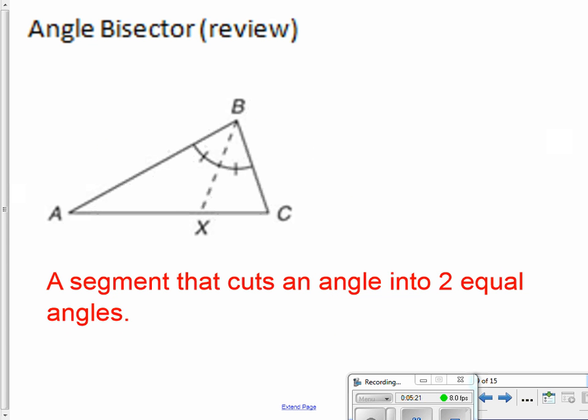An angle bisector. This one should be review. An angle bisector is a segment that cuts an angle into two equal angles. So, in this case, we can see this angle is exactly as big as this angle. So the dashed line here, going from B to X, that is our angle bisector. It cut angle ABC exactly in half.